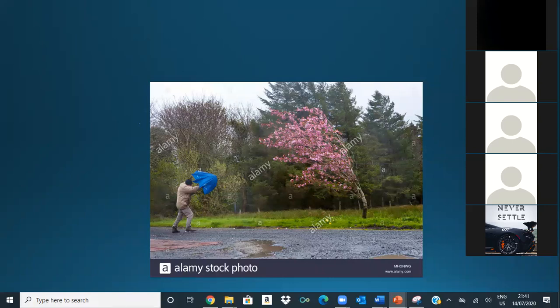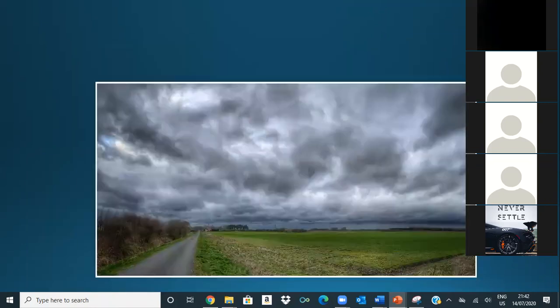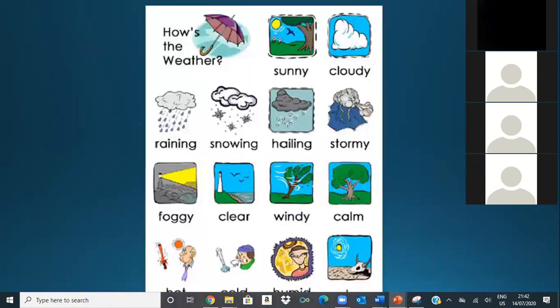What do you see? Windy. How can you describe this? Hot. Remember in the video? In the conversation, había vocabulary that we saw. Yeah. Hot. Le voy a tener que mostrar el vocabulary. Se lo olvidó. Repeat.